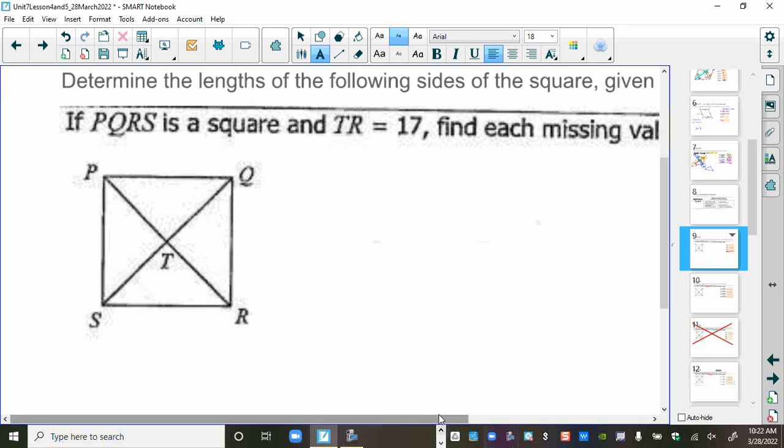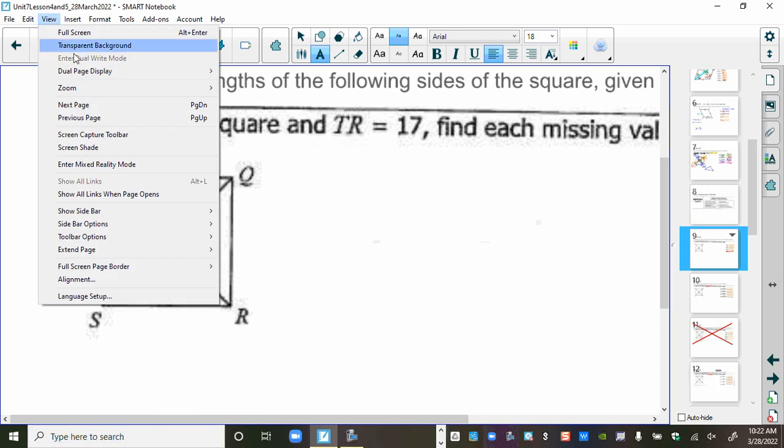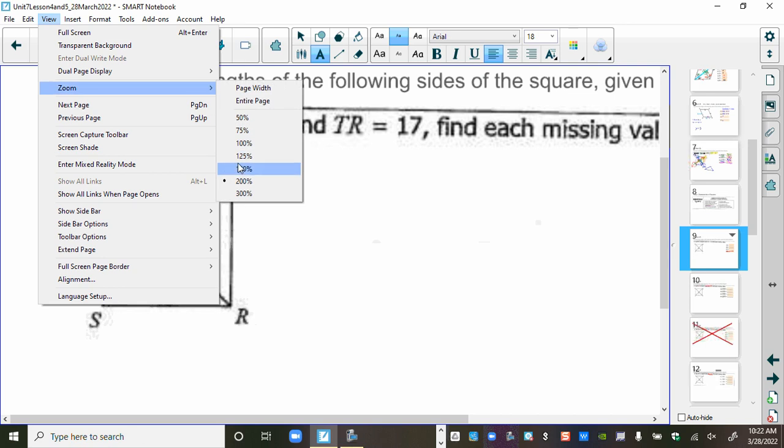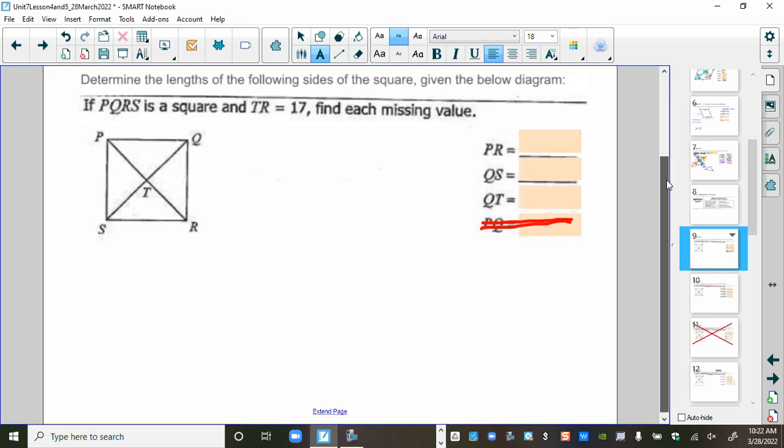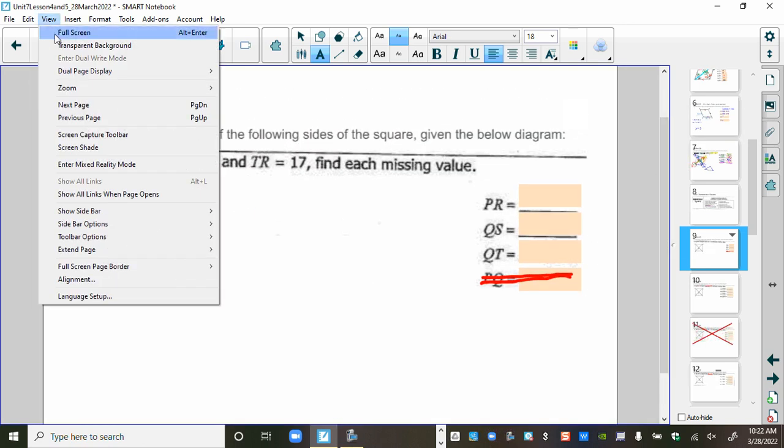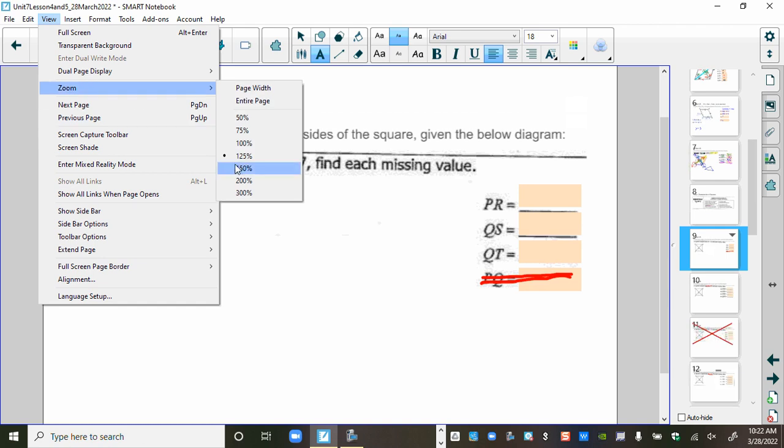All right, for this problem, okay, why does that look too small?